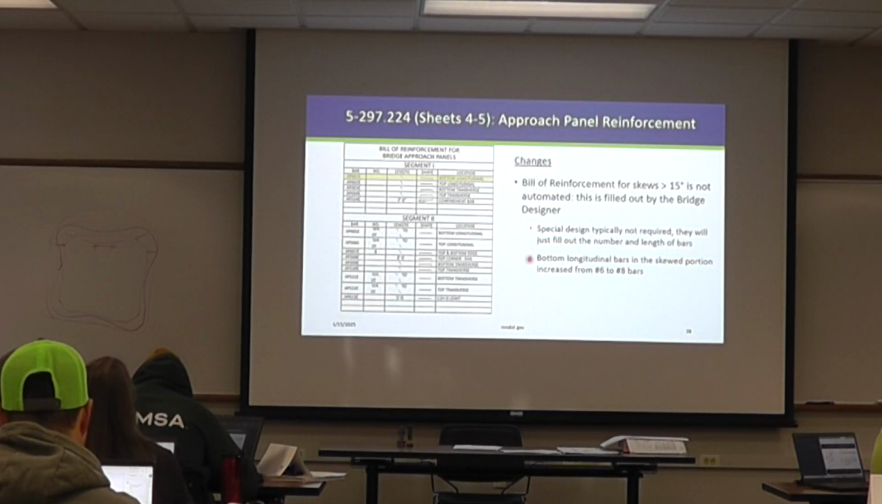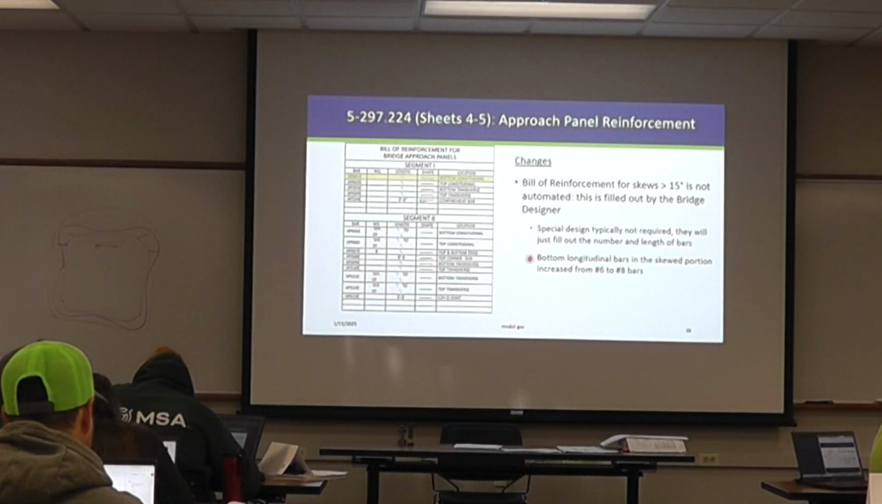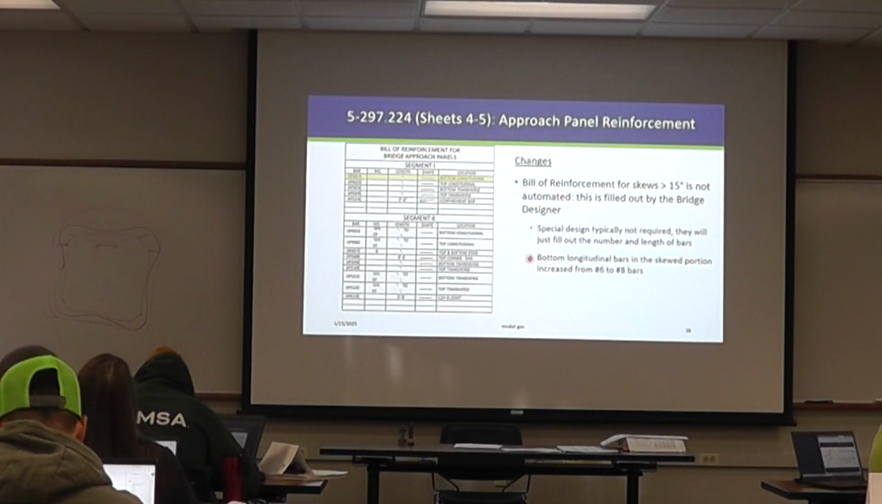I will say the bottom longitudinal bars in the skewed portion increased from number 6 bars to number 8 bars. A lot of this increase of reinforcement was because we heard from other states that they were having some success with that. So that's really the basis of it. I don't know if we were having major issues, but we did go up in bar size based on some recommendations from other states that we solicited.